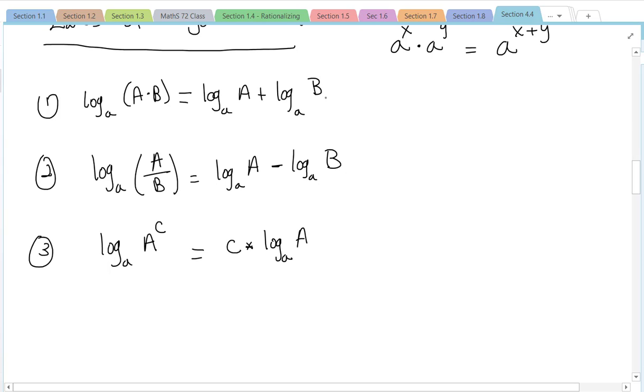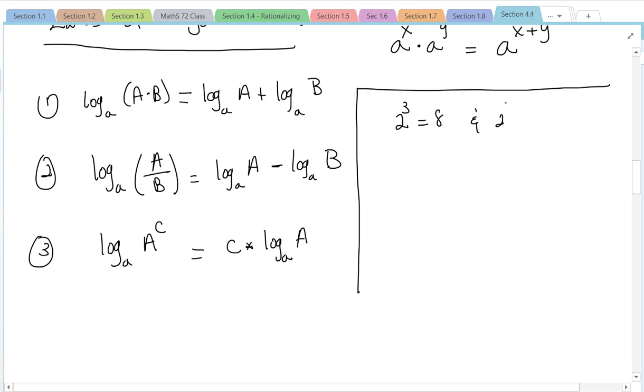And just to draw a parallel, I'm going to do it with some exponentials. I know 2 cubed is 8, and 2 to the 4th is 16. So watch this. If I have 2 cubed times 2 to the 4, I have the same base, so we add the exponents, 3 plus 4, which is 2 to the 7th, which is 128.